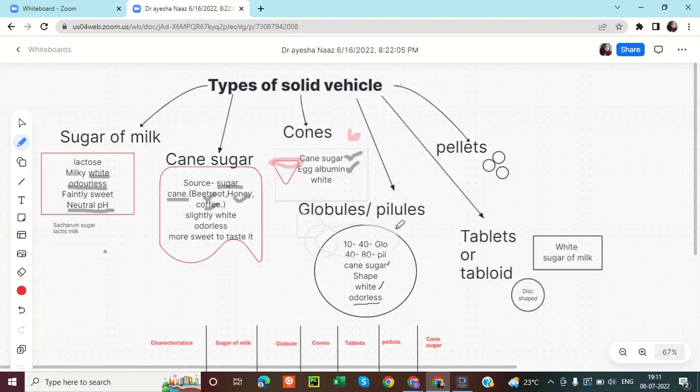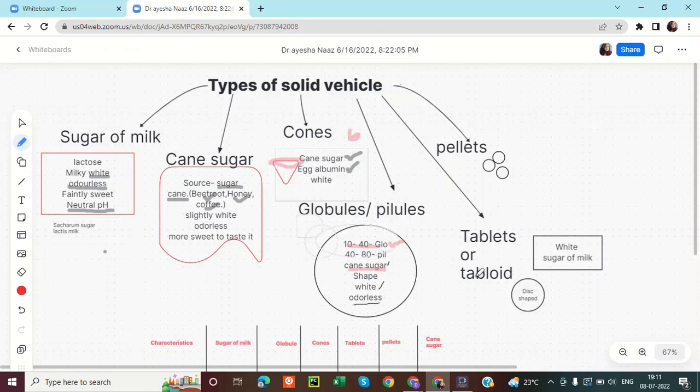Now come to globules and pillules. Globule is one which is smaller in size. Pillule is one which is greater in size compared to globule. These two things are prepared from the same thing, that is cane sugar. As I told earlier, as it is from cane sugar, it is more sweet. The shape is round and spherical. The most common size is 10 to 40. 30 number size is mostly used in our clinic. Dispensing of medicine is called globule. 10 to 40 is called globules, and 40 to 80 is called pillules.